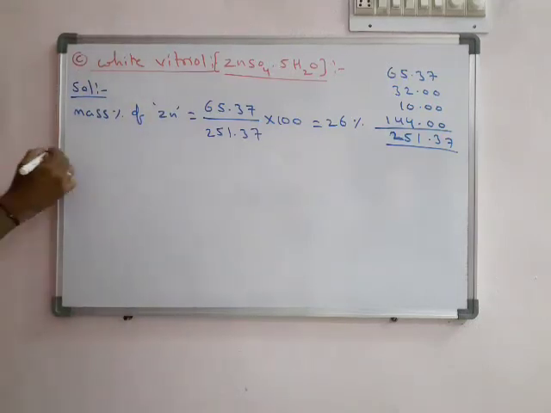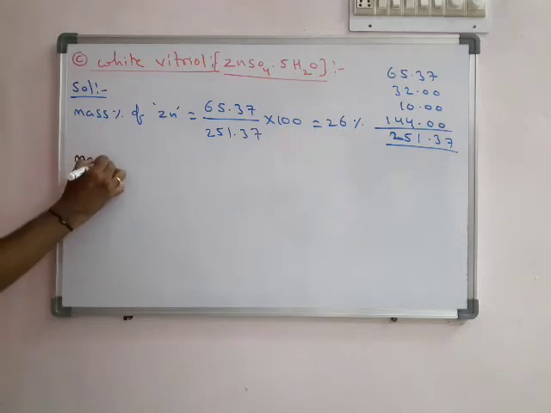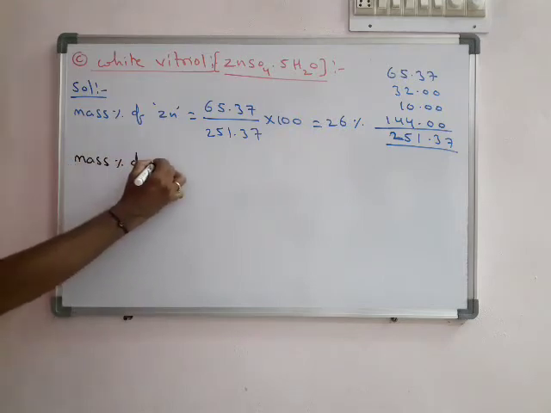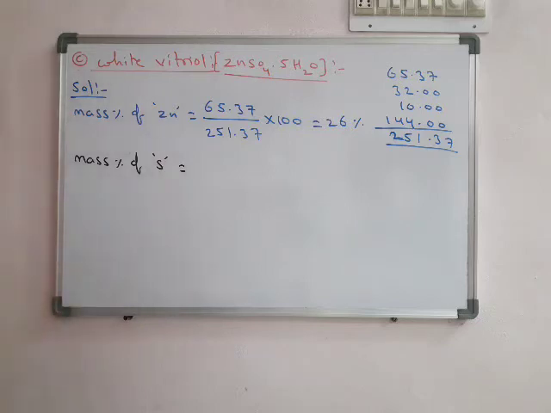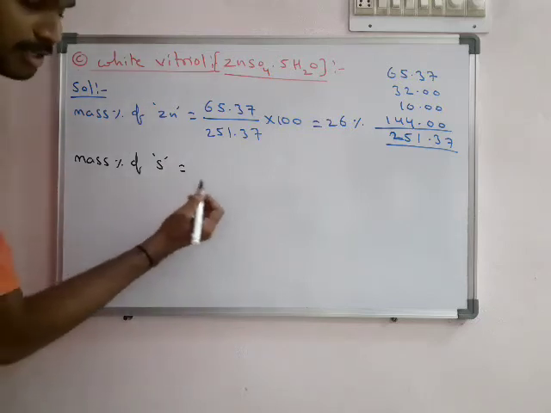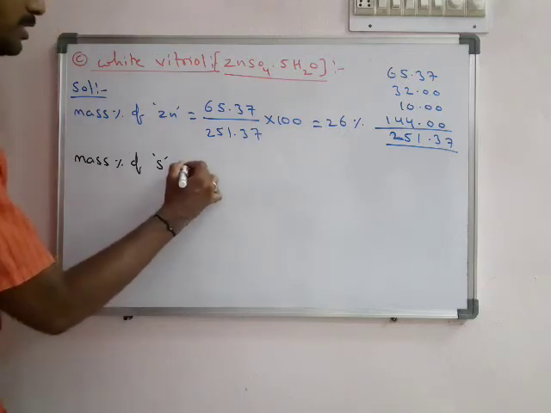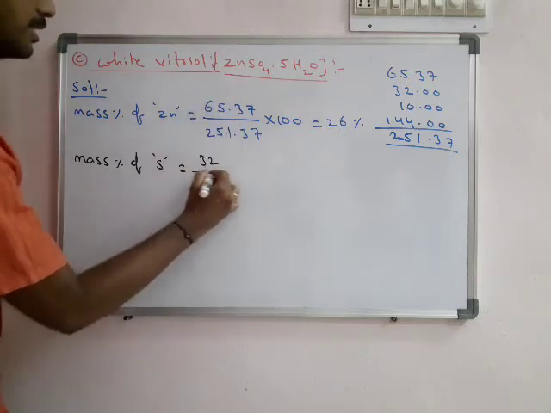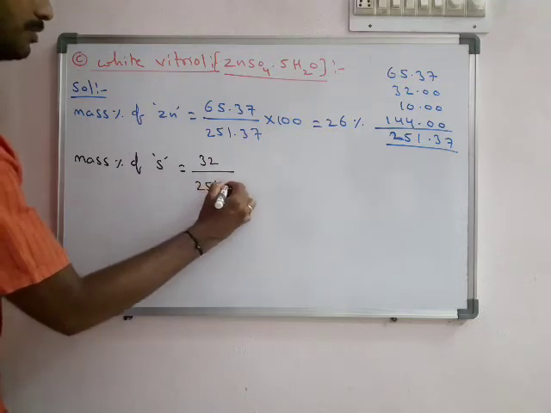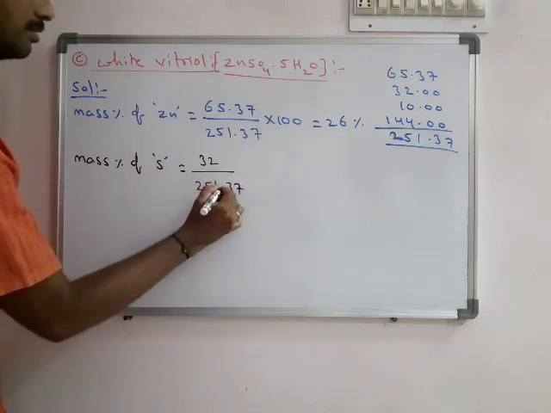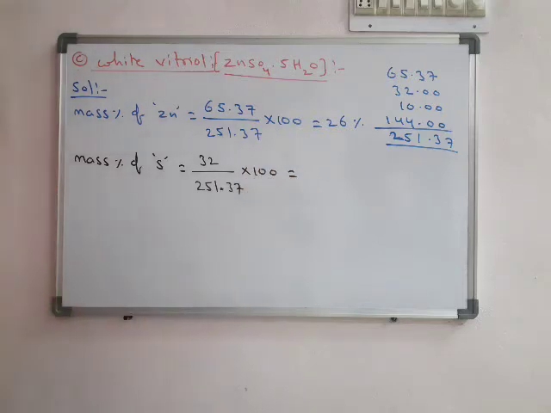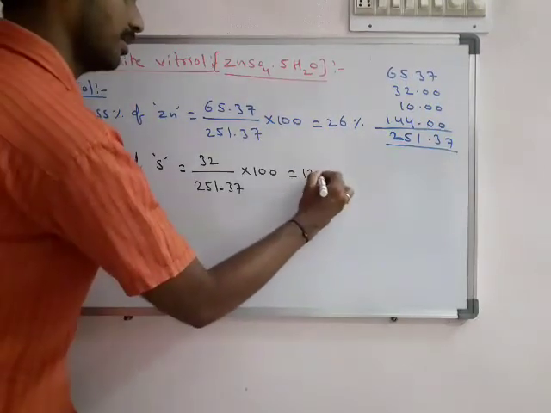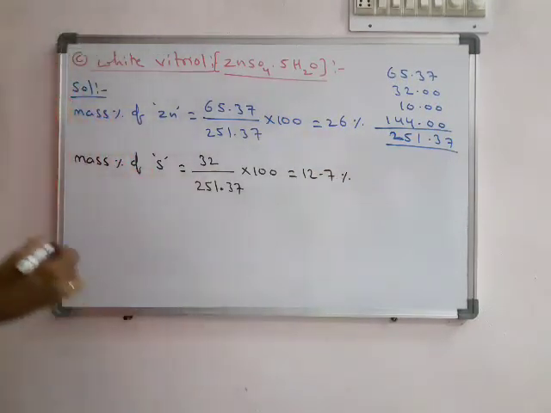Next calculation. The mass percentage of sulfur again. In all vitriols, sulfur is common, because sulfates are named vitriol. So in the common names, there is sulfur. One sulfur is there, 32, over 251.37, again into 100. On this calculation, approximately we get 12.7%.